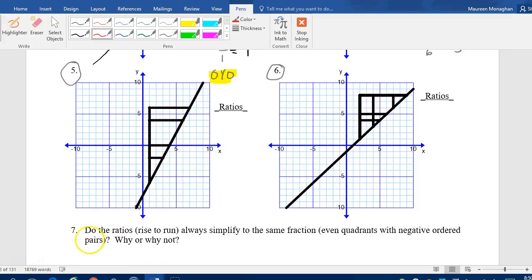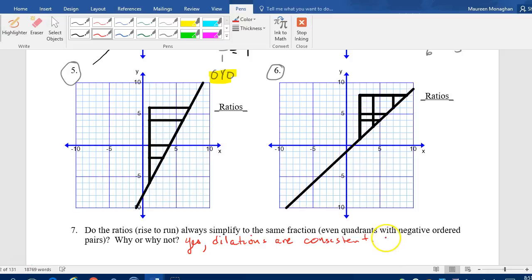All right, let's answer this question. Do the ratios, rise over run, rise to run, always simplify to the same fraction? Even quadrants with negative ordered pairs, why or why not? And yes, they will always simplify because the dilations are consistent. The dilations are consistent. So it's always going to be the same thing.